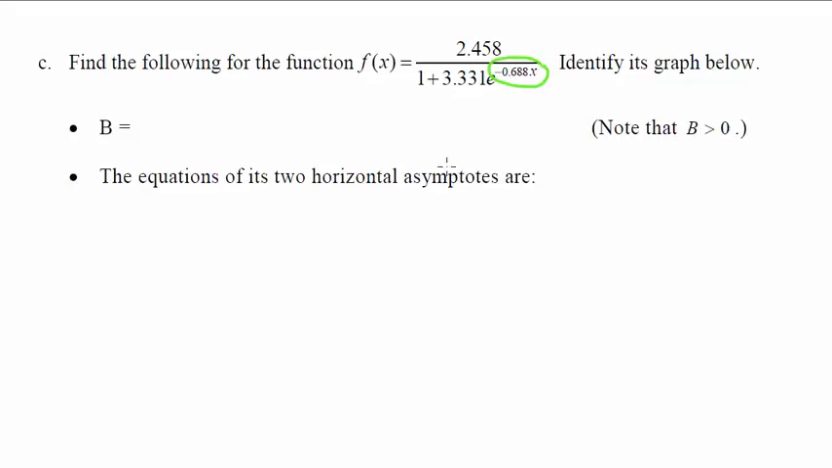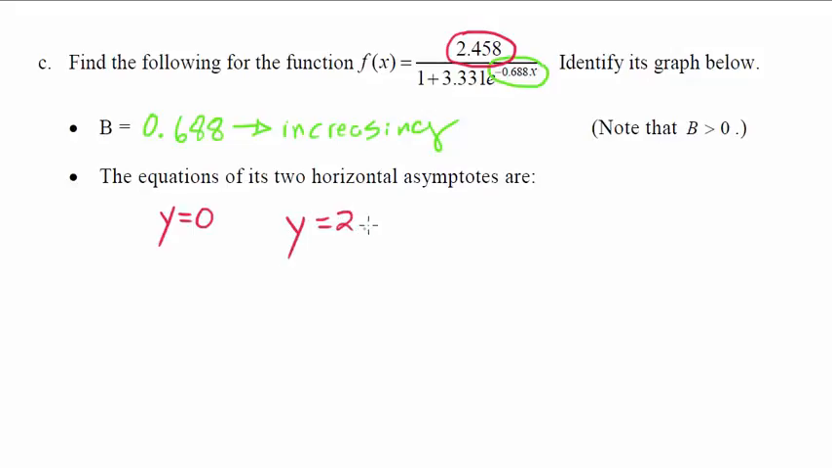Okay. Then in the second example we have here, again, I'm looking in that exponent to find b, and this one already has my negative in it, so I'm going to pull off that b component, which is 0.688, which is positive, so this is going to be the case where I am increasing. Okay, and the equation for the horizontal asymptotes here, again, one is always 0, and the other one comes from this numerator right here. So my second limiting value is going to be 2.458.